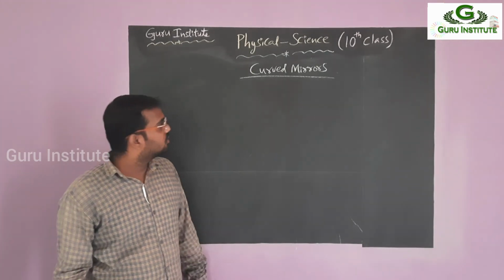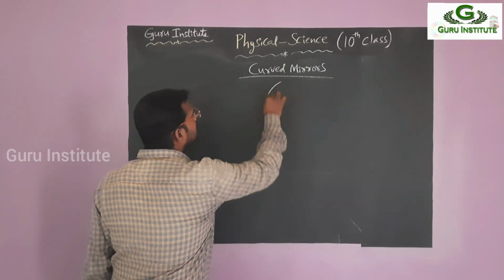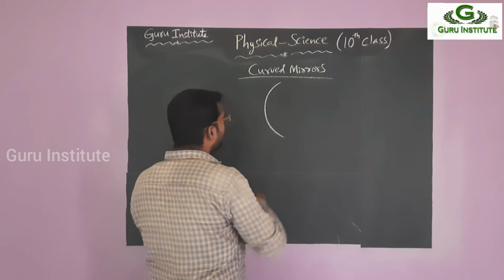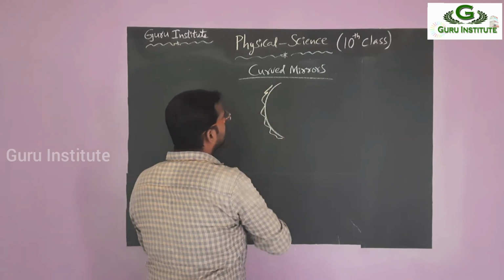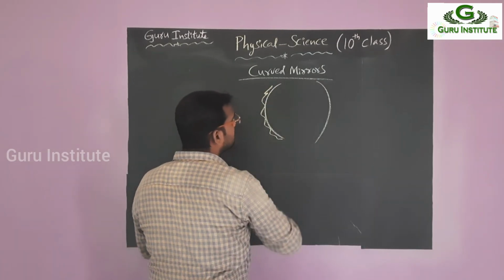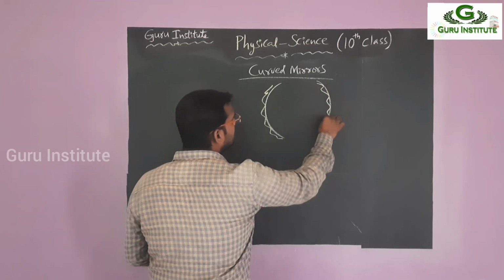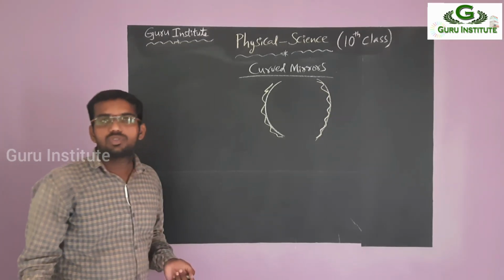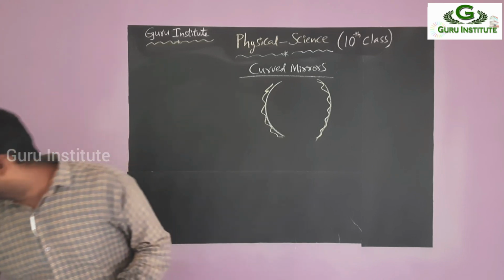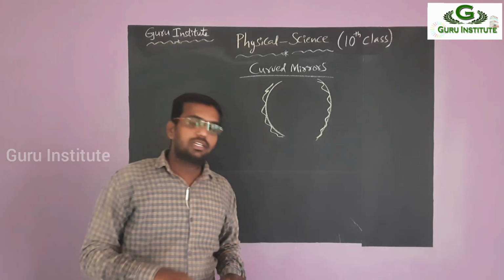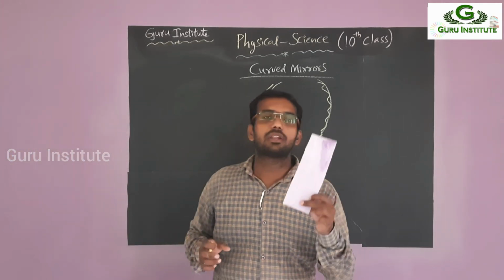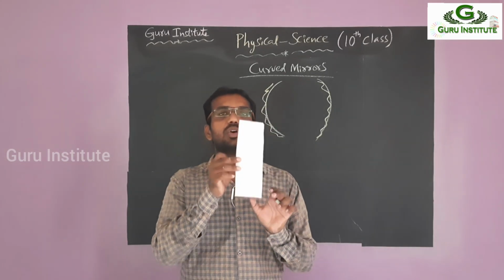So before going to draw this, we already know that this is the concave and this one is the convex, right? So what is presented on this side, we have to see. Now I have taken the same mirror as yesterday. This is the mirror, one side shaded and one side open.